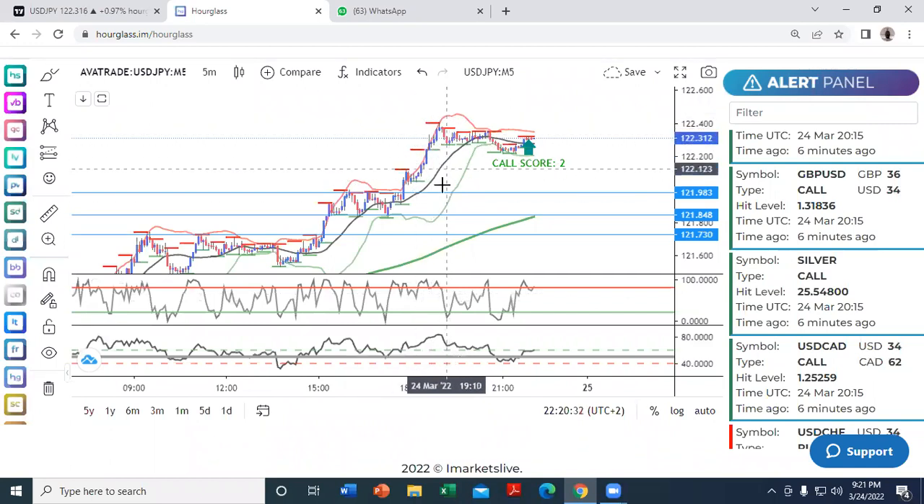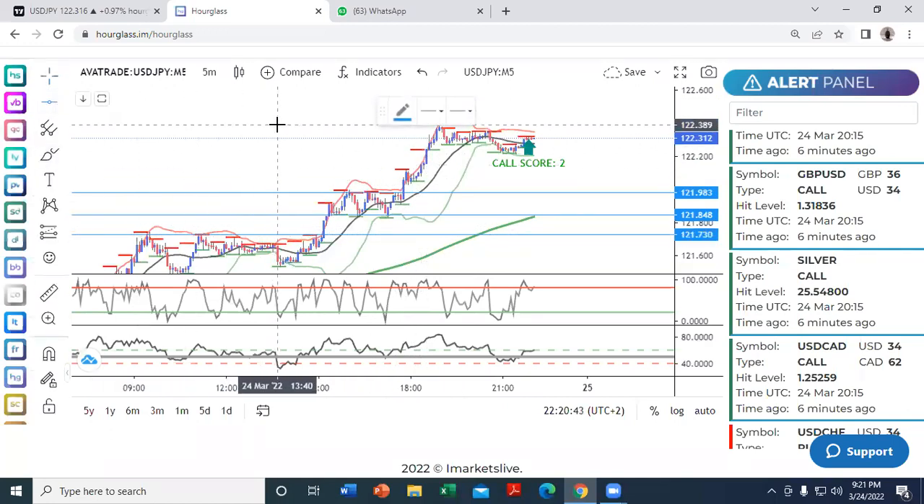Now, this is where the JPY, Hourglass is not built for this. Of course, by the time you start to use it better, you will know that you can actually get entries in here. For example, how would I have gotten an entry? Let me show you how I would have gotten an entry.